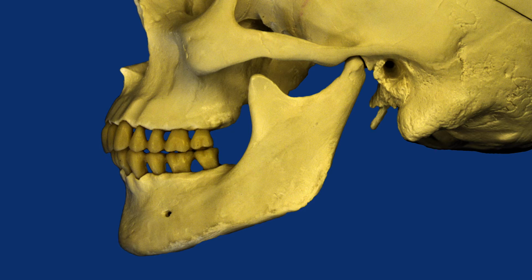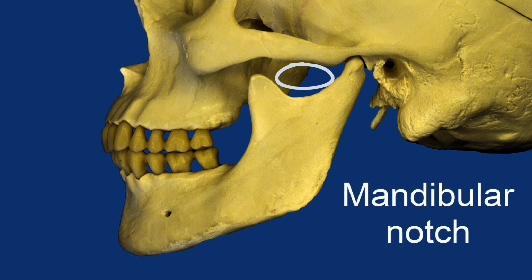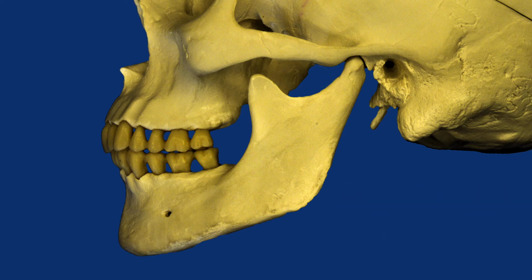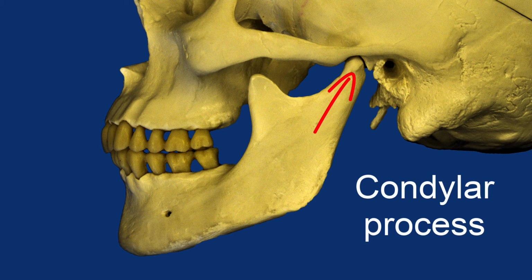Between the coronoid process and the process where we have our articulation with the temporal bone, we have a notch, and it is simply referred to as the mandibular notch. Then we have the process which is going to form the temporomandibular joint. If we exclude the small bones in the middle ear, this is the only place in the skull where you have a movable articulation. This process is referred to as the condylar process, also known as the condyloid process.